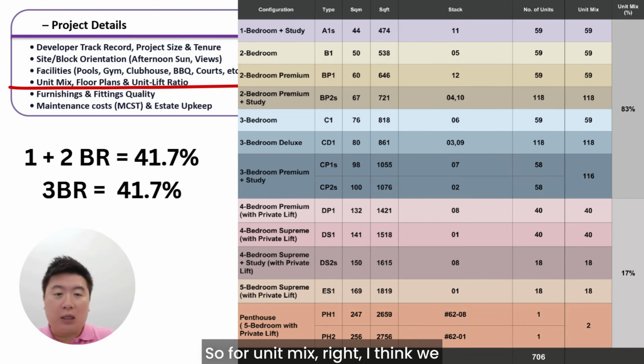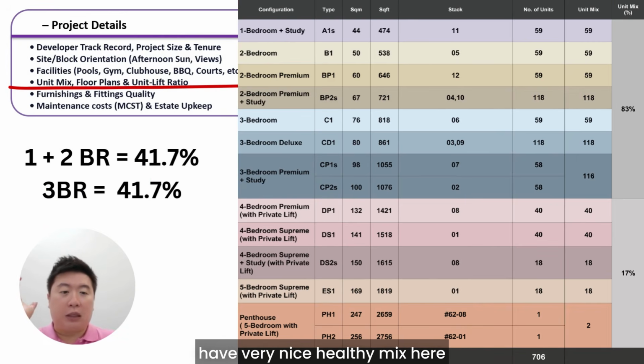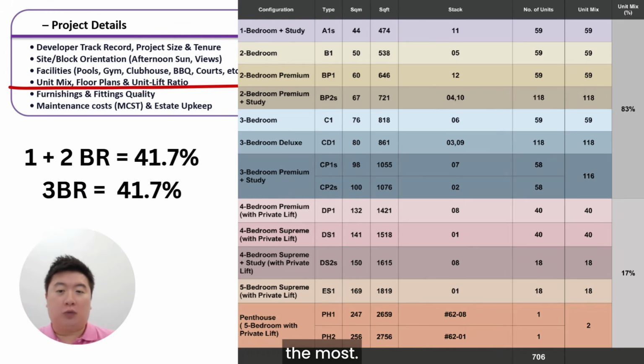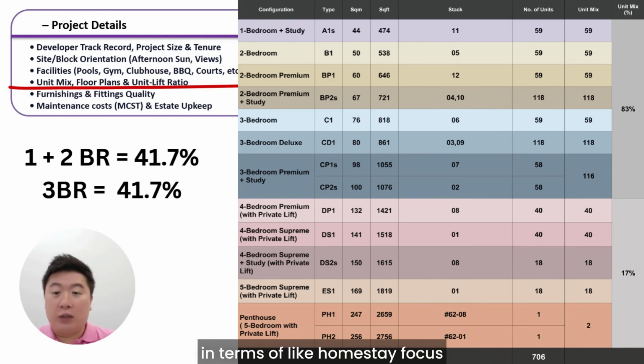For unit mix, I think we have a very nice healthy mix here, because the 4 bedroom onwards is 17%. The 1 to 3 is 83%, but the 3 bedroom actually takes up the most at 41.7%, while the 1 plus 2 is 41.7%. So that tells you that in terms of homestay focus, it's 58%.